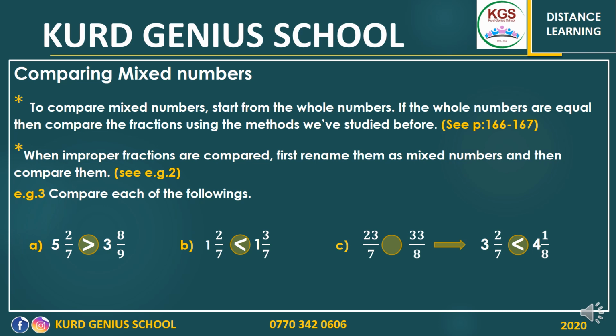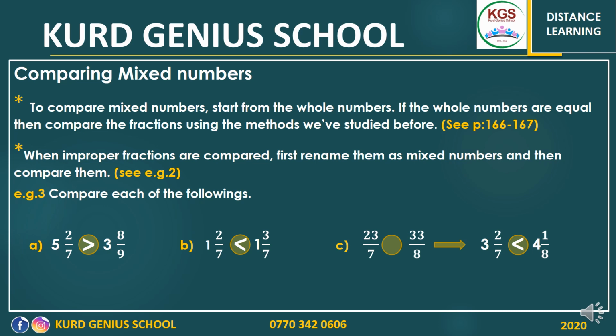Let's compare them. Both of the denominators are 7, so let's just decide by comparing the numerators. We have 2 and 3. It's obvious that 3 is greater than 2. We all know that. So we can say that 1 and 3 sevenths is greater than 1 and 2 sevenths.